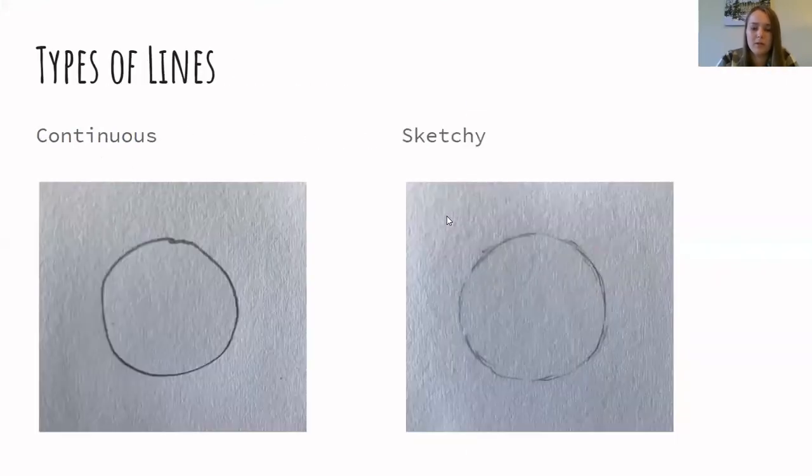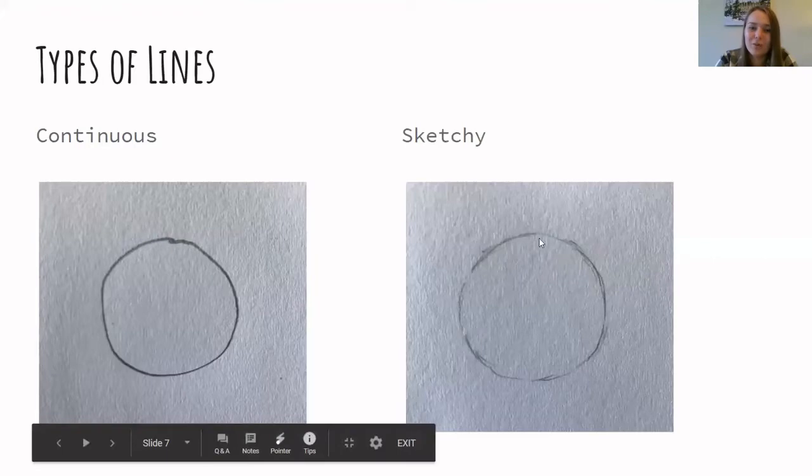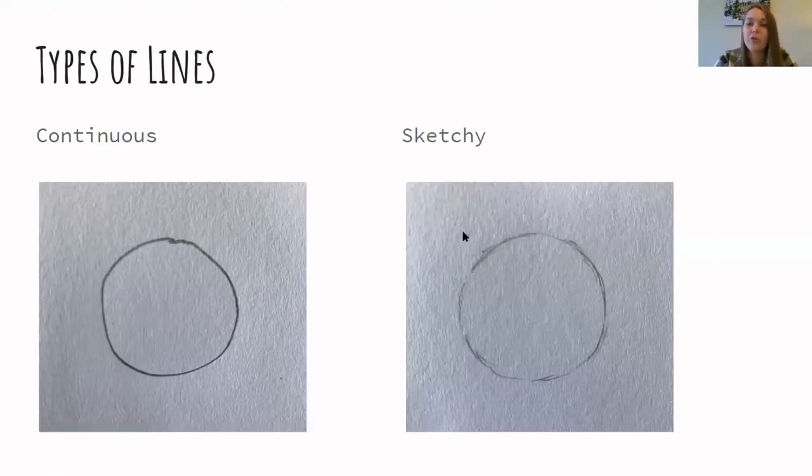Oops, sorry. So you see how much more circular my sketchy circle is than the one drawn with the continuous line? Throughout this webinar, I'd like you to try to use sketchy lines throughout the whole thing, and that should hopefully help you to be a bit more accurate in your drawing.